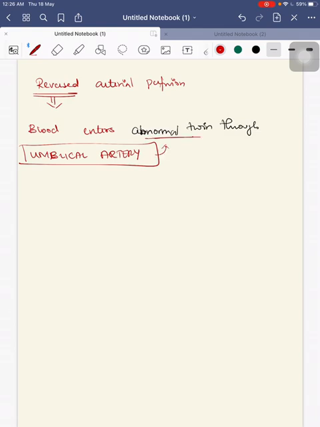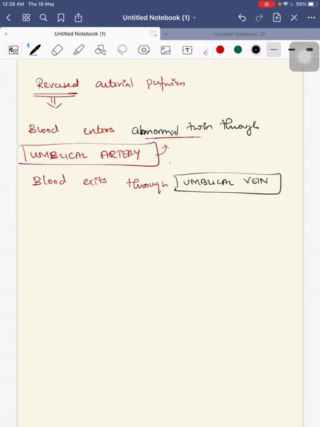Okay. The blood then exits through the umbilical vein. But normally this umbilical vein will carry the blood from the placenta to the fetus, but it is reversed in this abnormal twin, so it is called reversed arterial perfusion. So this is called vascular disruption syndrome.